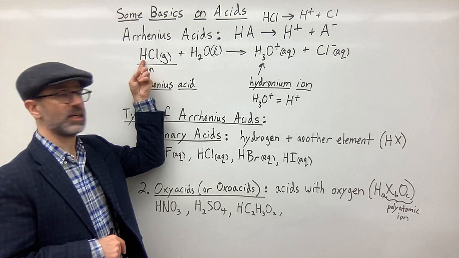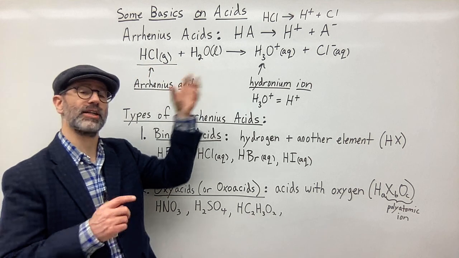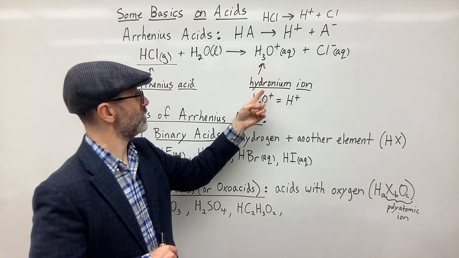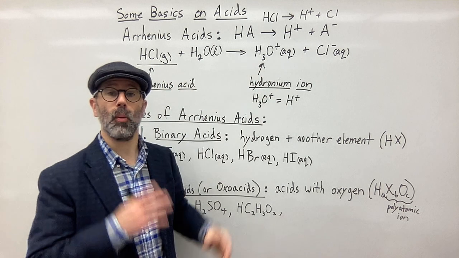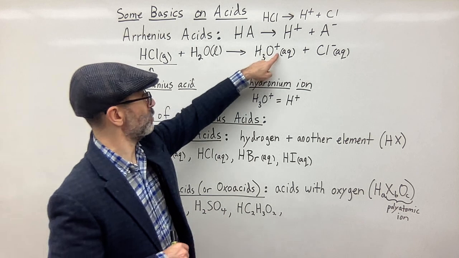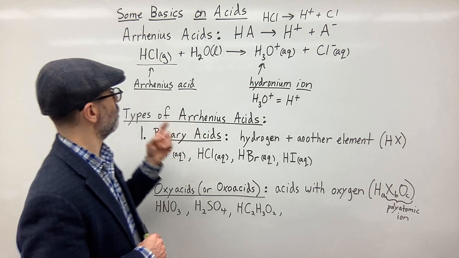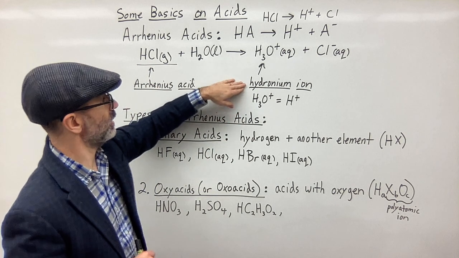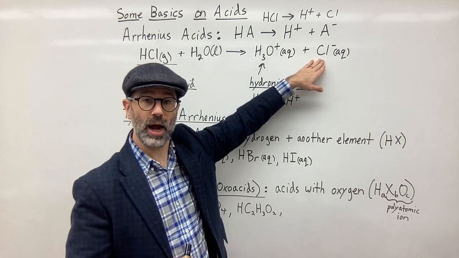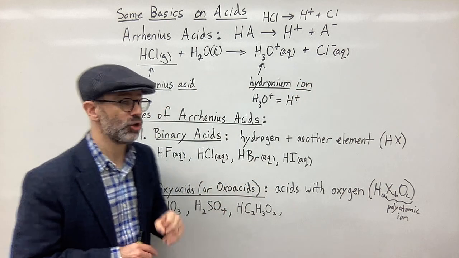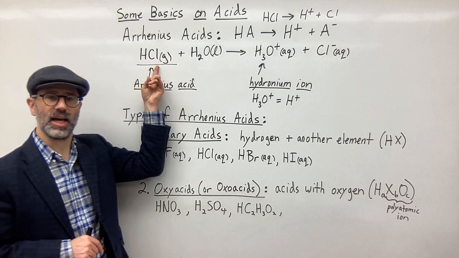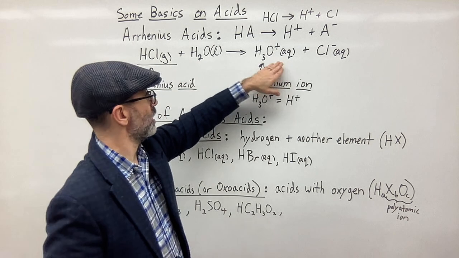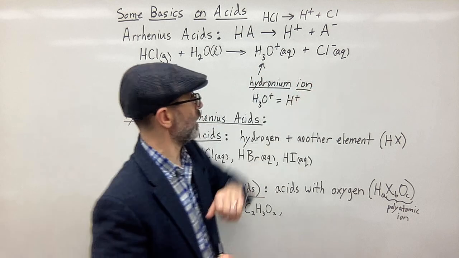This hydrogen is going to come off and be added to the water. This water is actually going to pick up the hydrogen. So this water becomes what is known as the hydronium ion, H3O plus. Now this has a plus charge on it by picking up the positive hydrogen. So you're producing what is called the hydronium ion, and what's left behind is the chloride ion in solution. You'll notice that we have gaseous HCl, and then liquid water, and we end up with aqueous H3O plus and aqueous Cl minus.